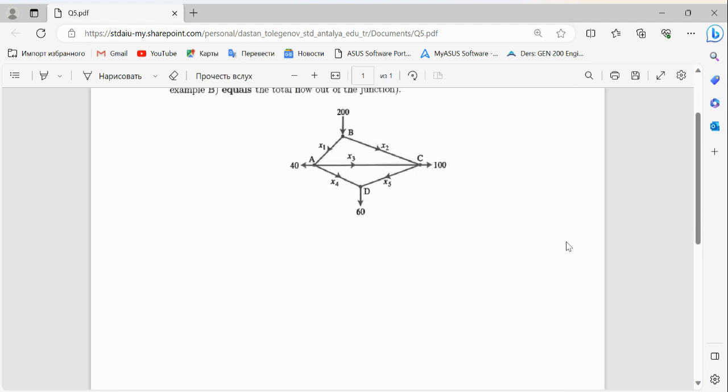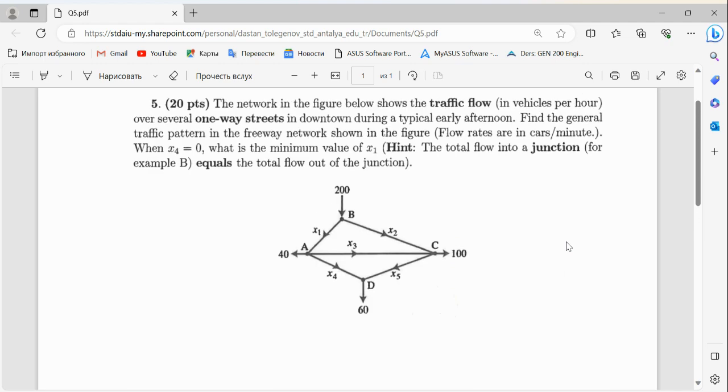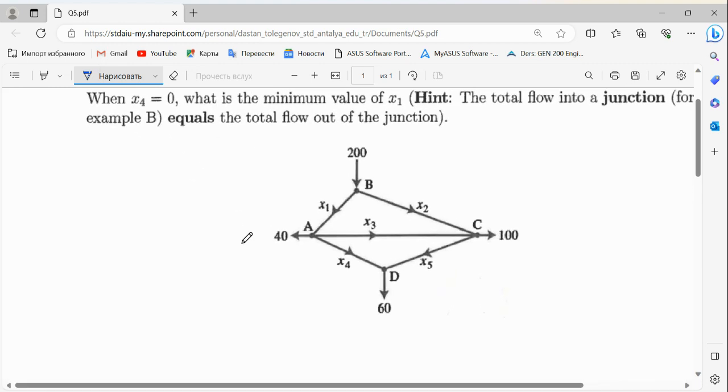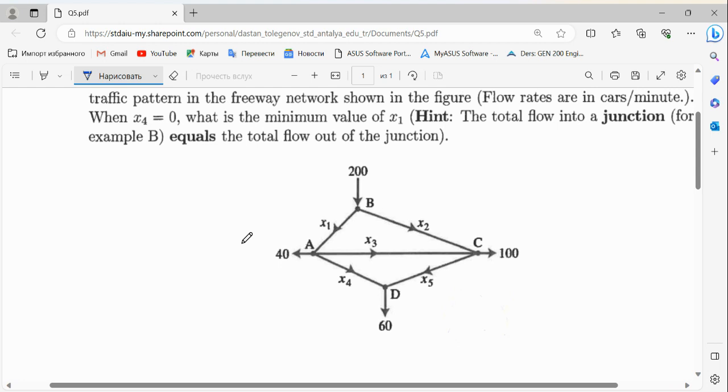Okay, let's first of all indicate our junctions. We have four junctions, A, B, C, D. Let's zoom a bit. Let's consider first of all the A junction. So what is going in and what is going out? What's going into the A junction is x1.